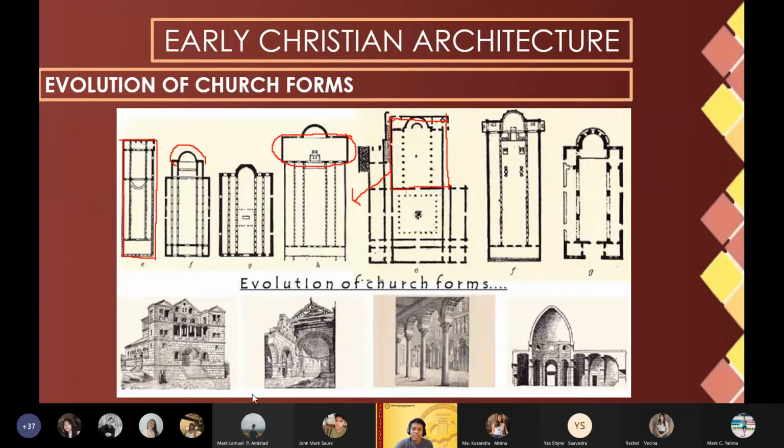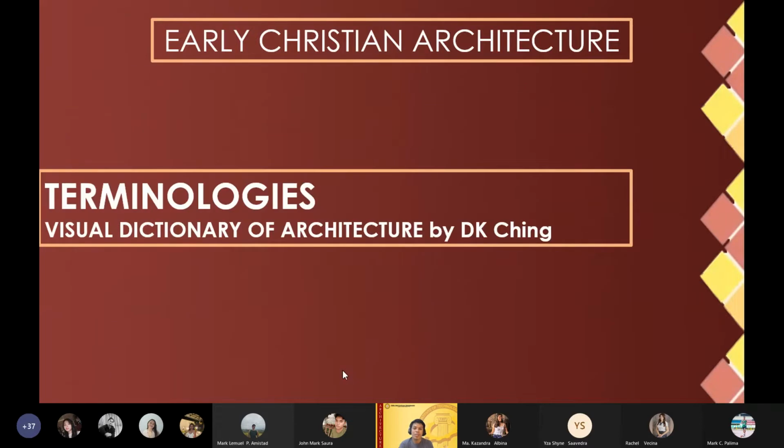For the next part, we're starting the second half of our discussion. We'll discuss terminologies. In this portion, all of these terminologies are from the Visual Dictionary of Architecture by Dicky Ching, the file that I shared. If you have time, maybe 1 week, 1 page, you can browse that book.